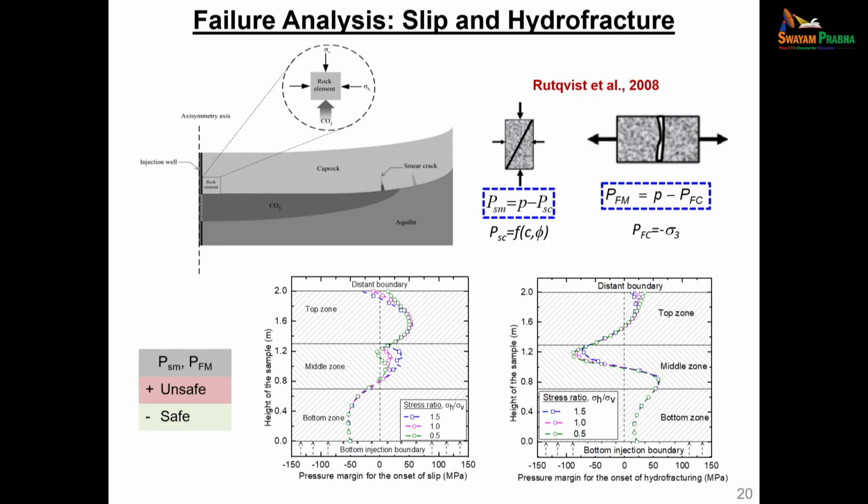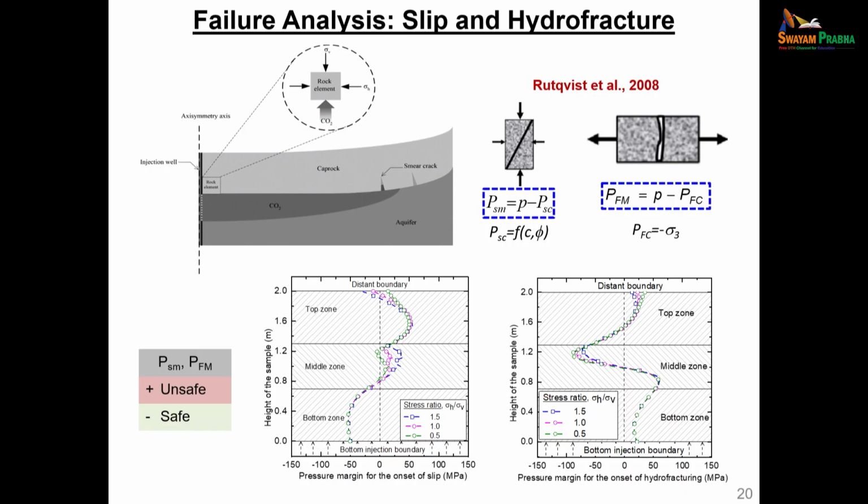He defined a condition that compares the pressure developed within the system with the critical pressure. The pressure margin, the PSM, is the pressure minus the critical pressure. Whenever it becomes negative, it is safe, meaning your pressure is lower than the critical pressure. Whenever it becomes positive, it is unsafe. Unsafe doesn't mean that everything is going to fail, so don't take it as a direct conclusion. So these are the two ways to evaluate this.